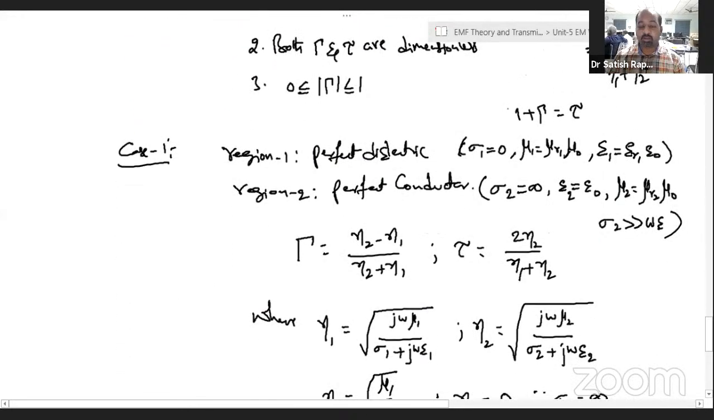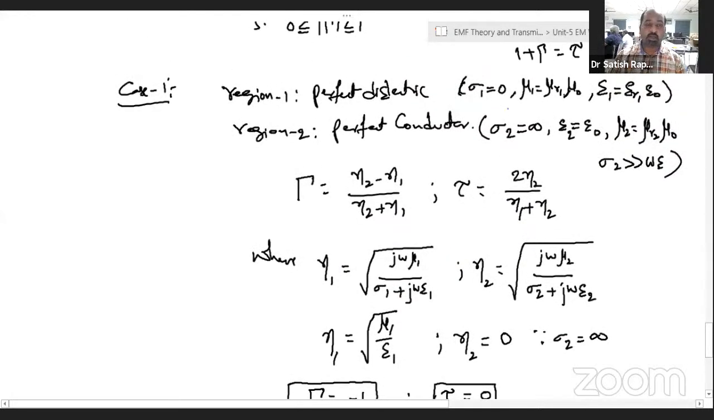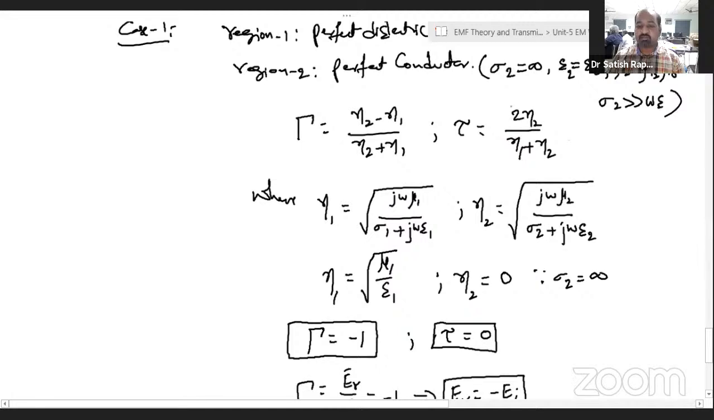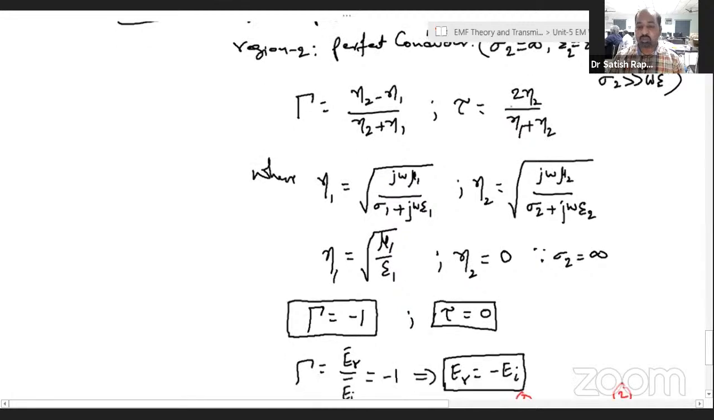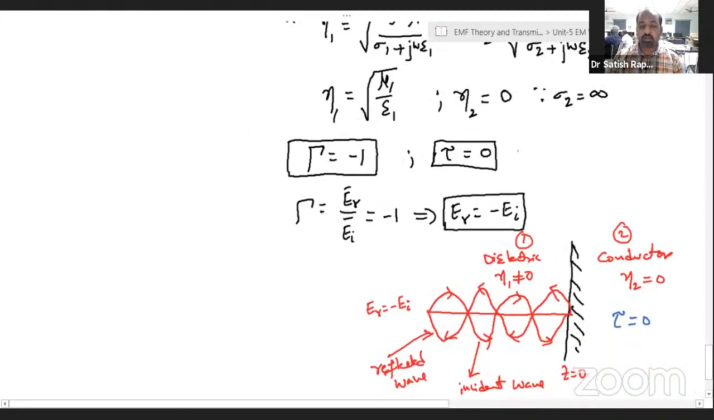After determining reflection coefficient and transmission coefficient, as case one, I have considered region 1 perfect dielectric and region 2 perfect conductor. Perfect conductor in the sense conductivity is infinite. So determining eta 1 and eta 2, eta 2 will become 0, because conductivity is infinite. So equating to 0, we will get transmission coefficient 0.